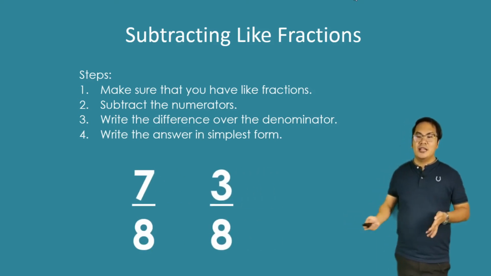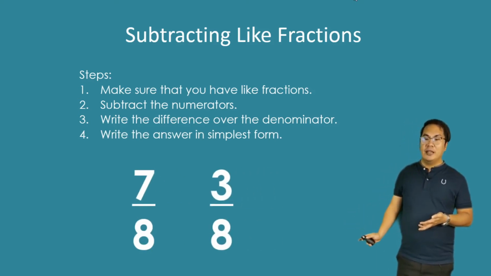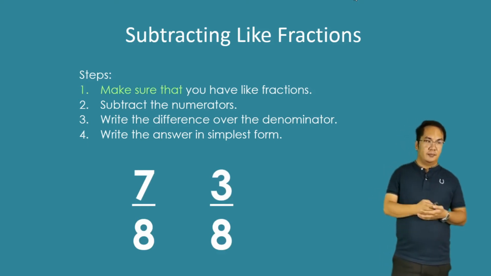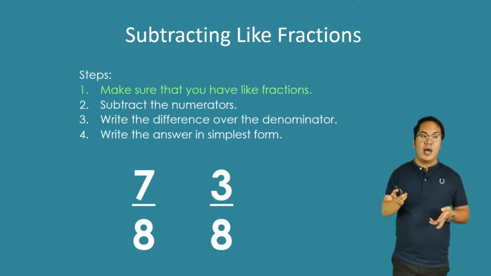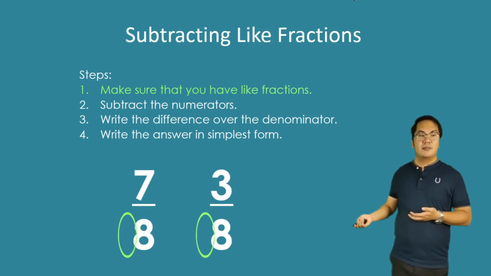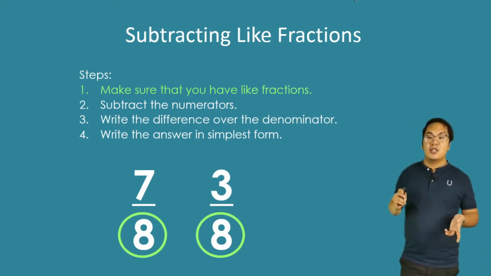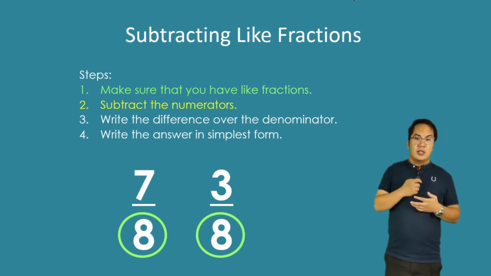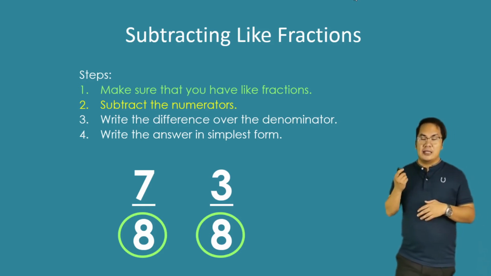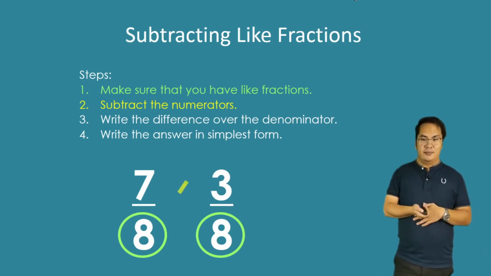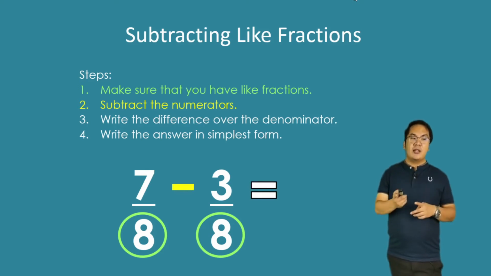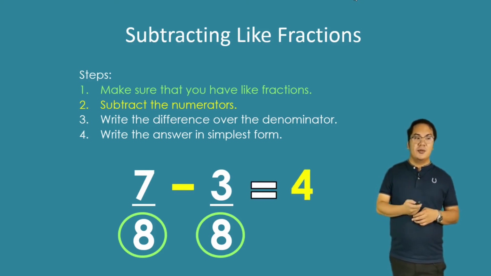I have here an example. 7 over 8 and 3 over 8. We are going to subtract them. First step, make sure that you have like fractions. So the denominator 8 is the same, so they are like fractions. Second, subtract the numerators. So we are going to subtract 7 and 3. 7 minus 3 is equal to 4.